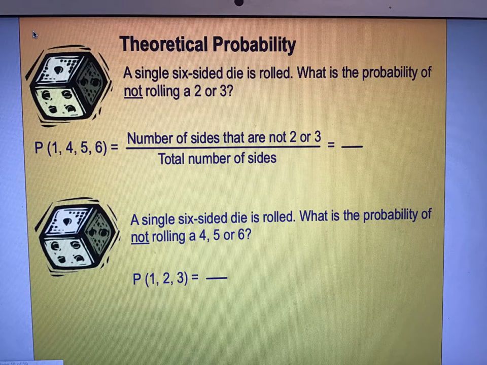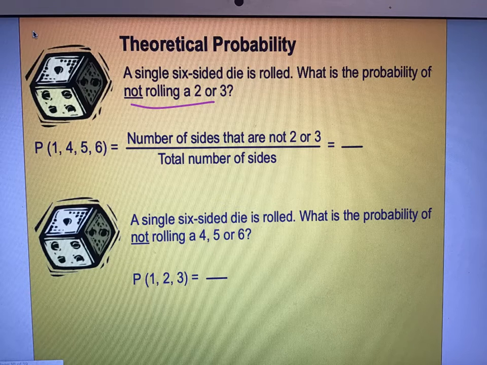Okay, on this slide, let's see if you can answer these questions. The top question is asking, what's the probability of not rolling a 2 or 3? Can you raise your hand and tell me what you think that is?